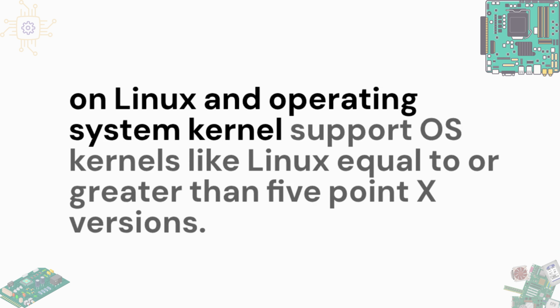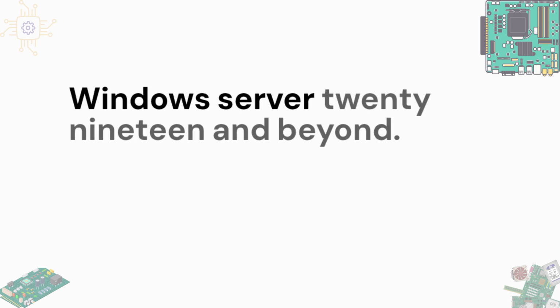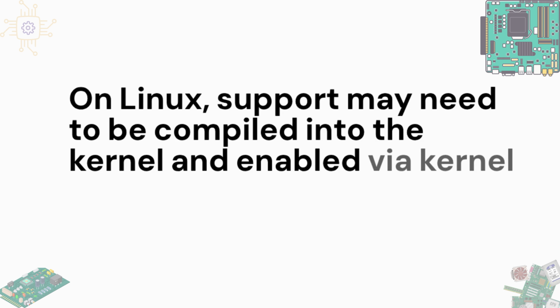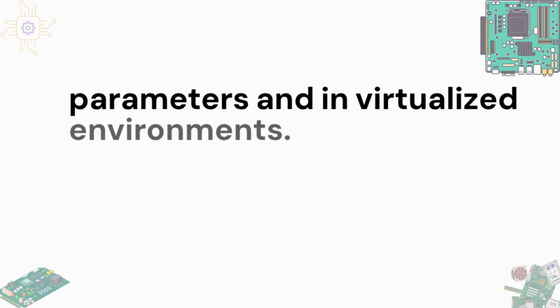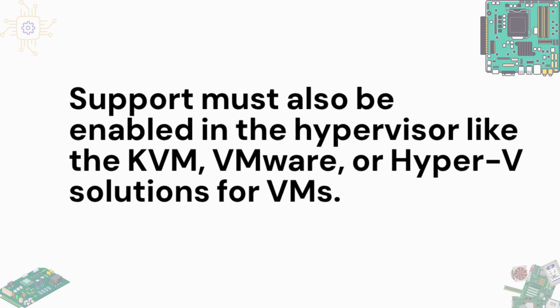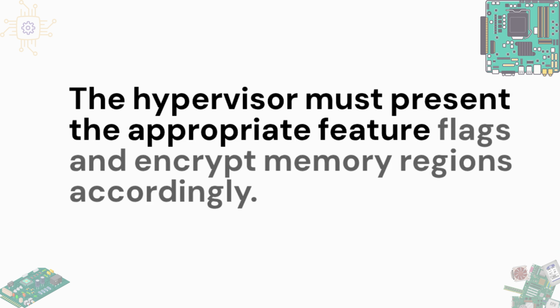And operating system kernel support. OS kernels like Linux version 5.x or greater, and Windows Server 2019 and beyond, need to support these CPU features and configure their use correctly. On Linux, SEV and TDX support may need to be compiled into the kernel and enabled via kernel parameters. And in virtualized environments, support must also be enabled in the hypervisor, like KVM, VMware, or Hyper-V. For SEV and TDX VMs, the hypervisor must present the appropriate feature flags and encrypt memory regions accordingly.